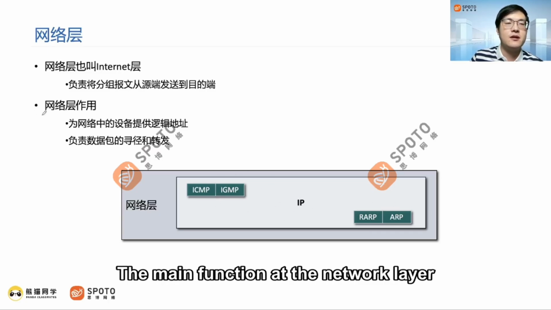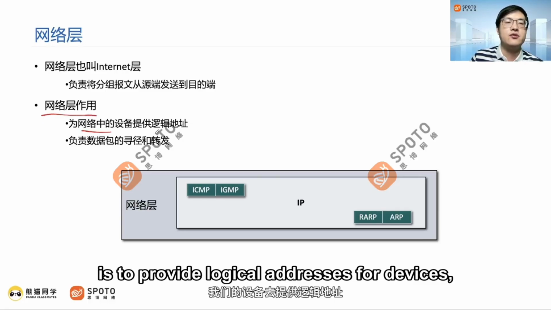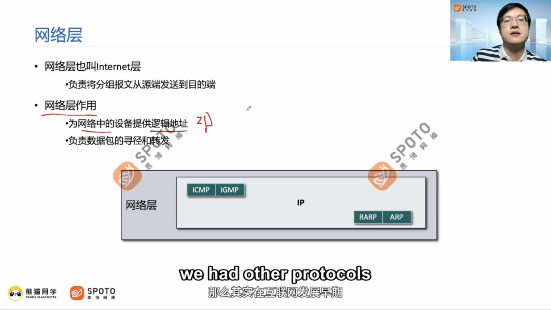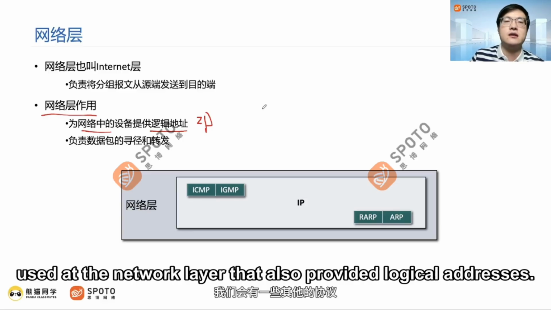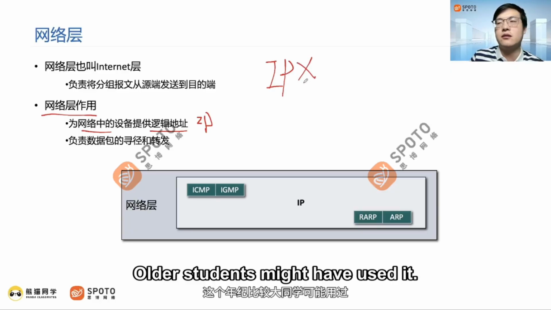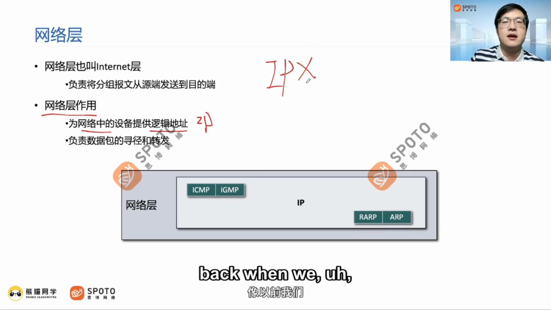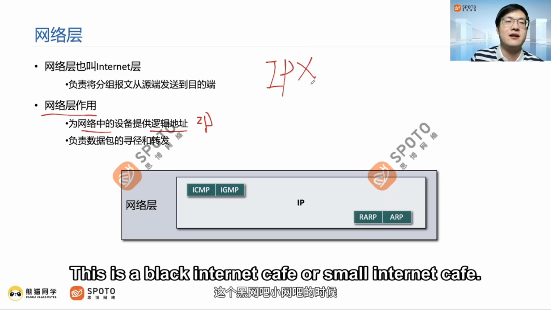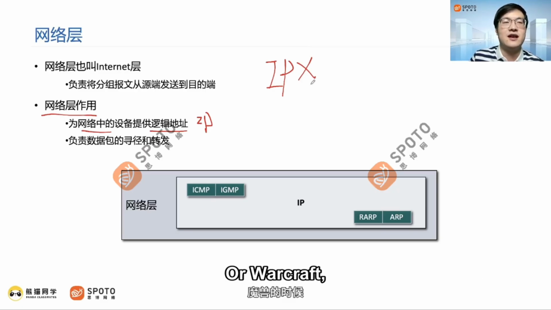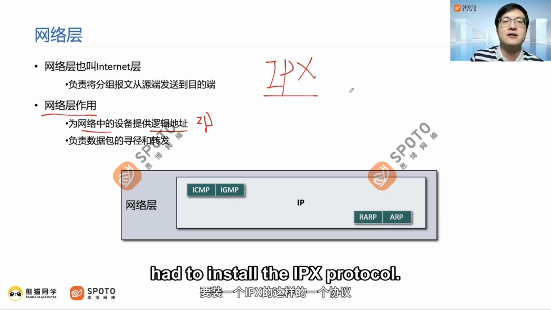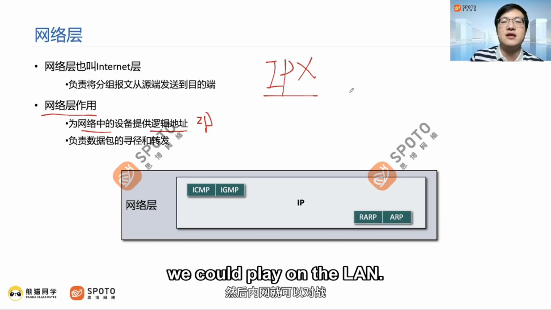The main function at the network layer is to provide logical addresses for devices, known as IP addresses. In the early days of the Internet, we had other protocols used at the network layer that also provided logical addresses. For example, IPX. Older students might have used it. Back when computers first entered China, right? This is in black internet cafes or small internet cafes. When we played Red Alert or Warcraft, we had to install the IPX protocol on the computers. Then we could play on the network, right?